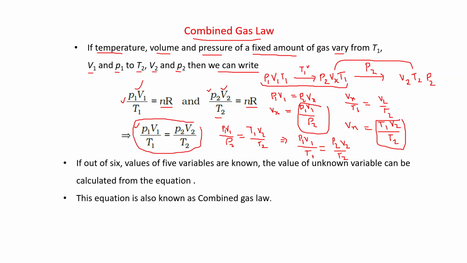Okay. Now in this relationship there are 6 variables. If out of 6 variables, 5 values are known, the value of the unknown variable can be calculated from this equation. This equation is known as the combined gas law. P1 V1 divided by T1 is equal to P2 V2 divided by T2, combined gas law.